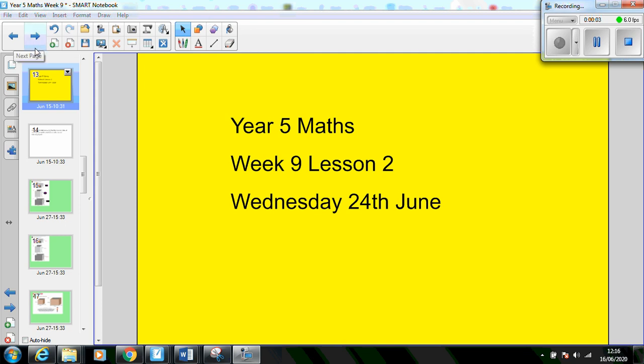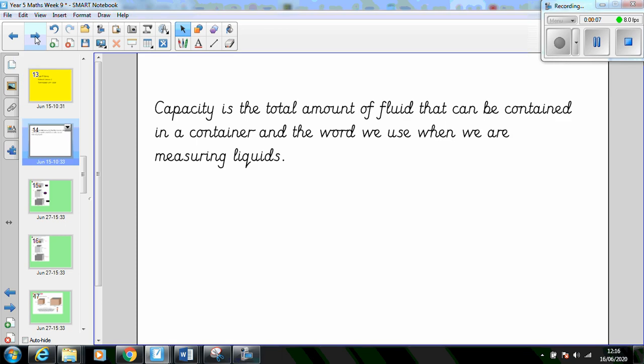Year 5s, today we're going to be learning about capacity. So capacity is the total amount of fluid that can be used to fill a container. It's what we usually use when we're measuring liquids. Now it would usually be measured in millilitres or litres. Remember that there are 1,000 millilitres in a litre.